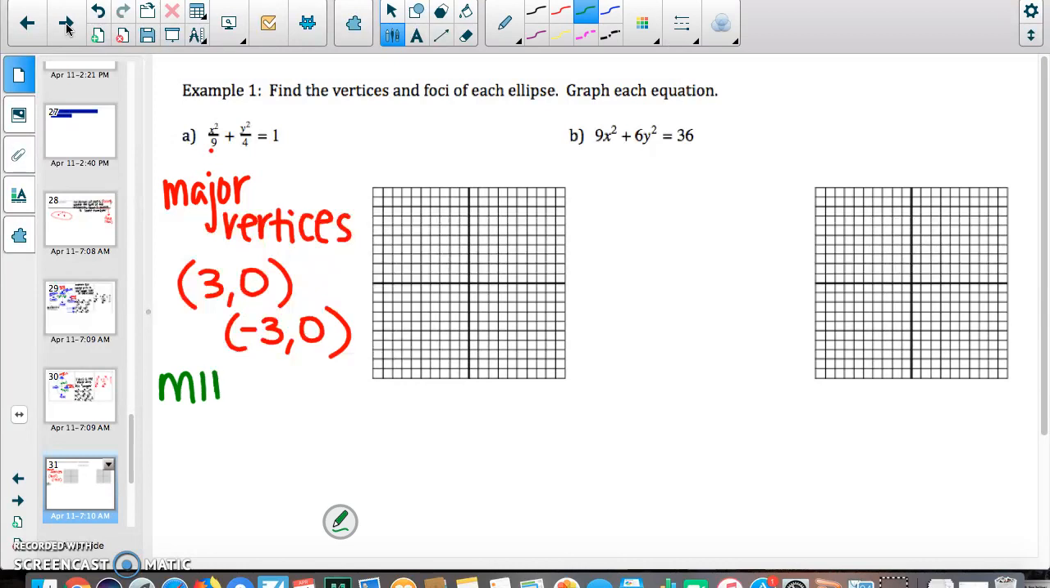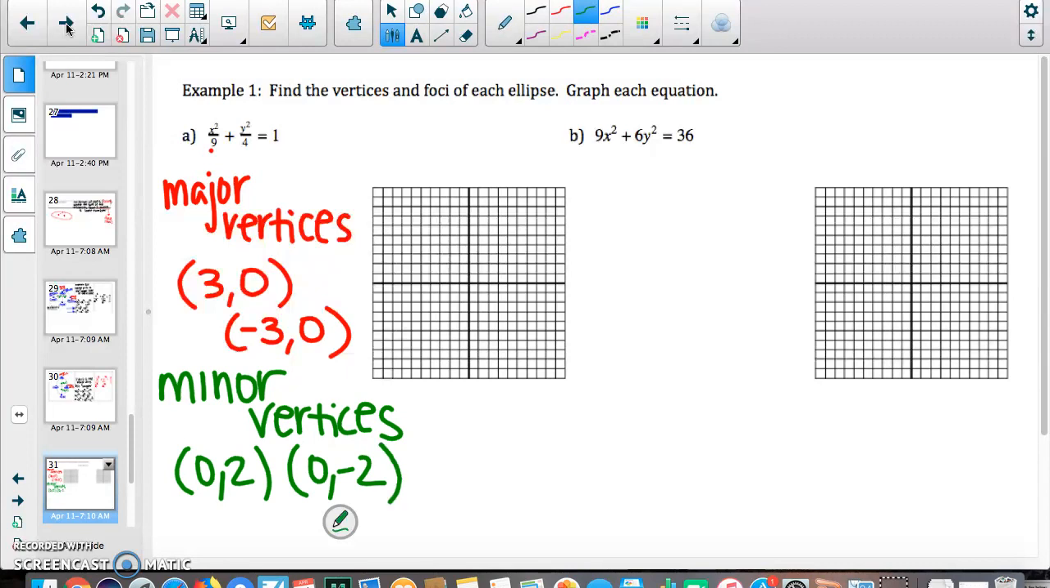And my minor vertices are going to be 0, 2 and 0, negative 2. Why don't we go ahead and graph that? 1, 2, 3. So these are my major vertices. And then 2 out here, minor vertices. And now let's figure out my foci.